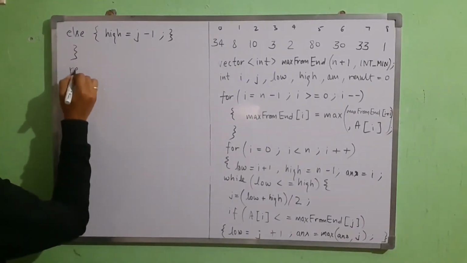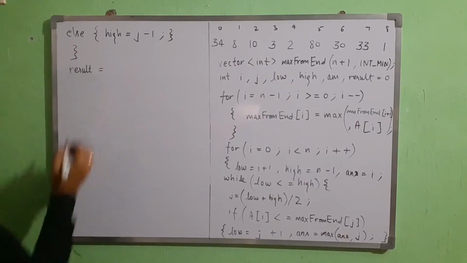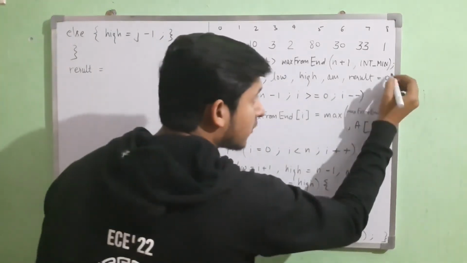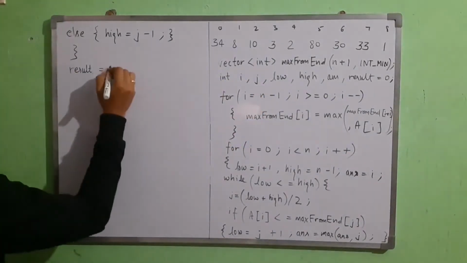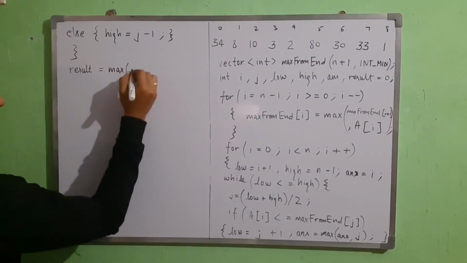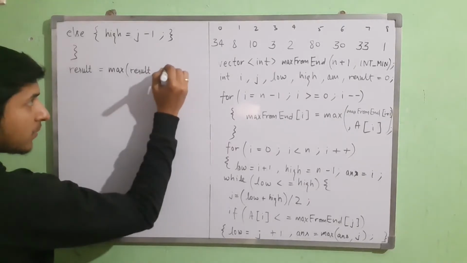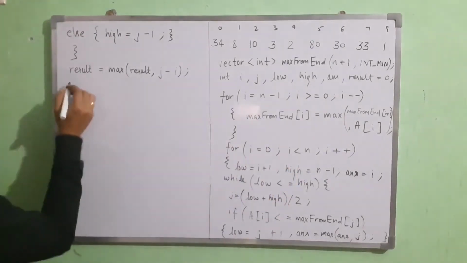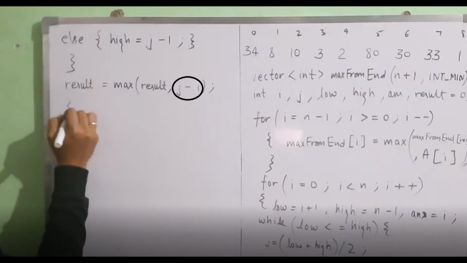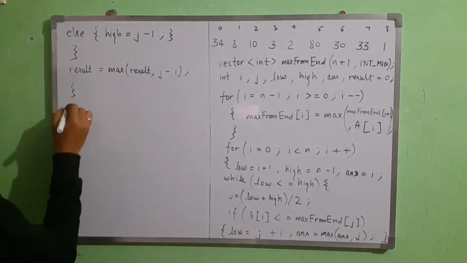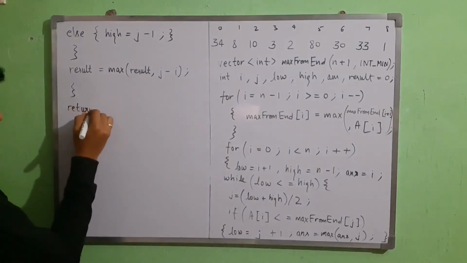After this I can update my result. Now, result was initialized with 0. So result will have the maximum of result and j minus i. I will just close this for loop. Everyone pay attention: I wrote j minus i here, but I wanted to write maximum of result and j minus i. So instead of j minus i, we should write maximum of result and j minus i. Thank you. And return my result.